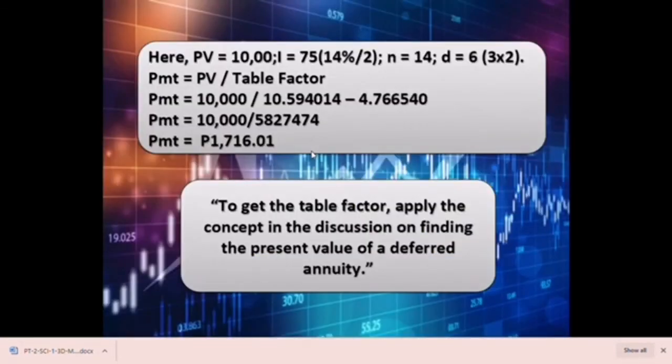Always remember to get the table factor and apply the concept and discussion on finding the present value of a deferred annuity. That is my discussion.